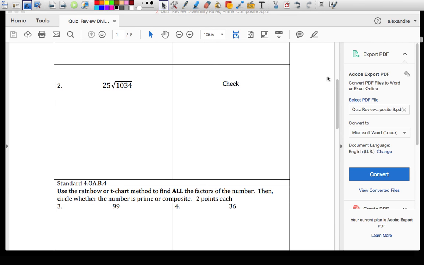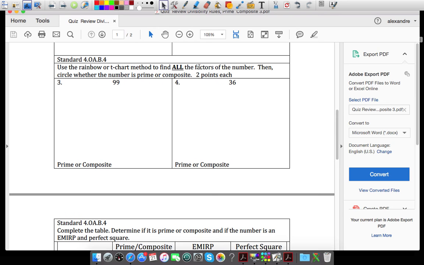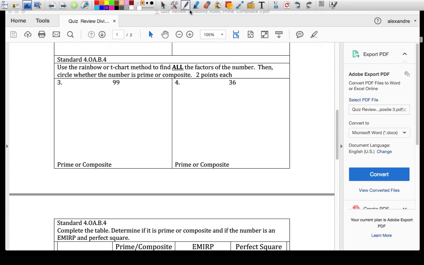Let me scroll down. Use the rainbow or T-chart method to find all the factors of the number. Then circle whether the number is prime or composite. So, I like the T-chart. I'm not too sure about the rainbow because it gets really messy. Like I told you in class, it's nice if you do it in order.